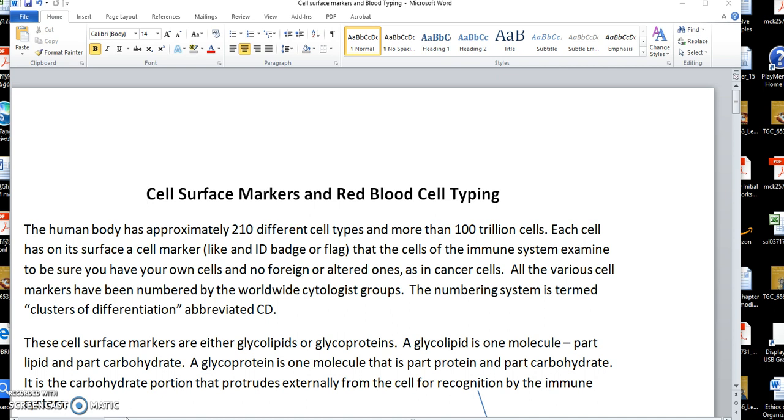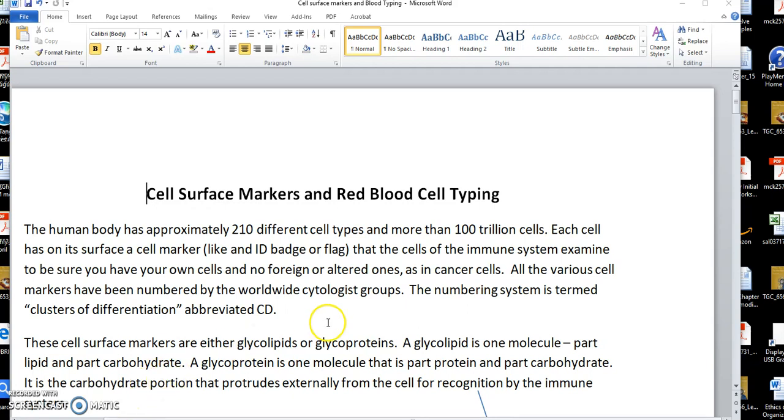On each cell, there are identification flags, identification markers. These markers are called clusters of differentiation, nicknamed CDs. These identify the cell for your immune system to look at them and determine what cells to attack and what cells not to attack.